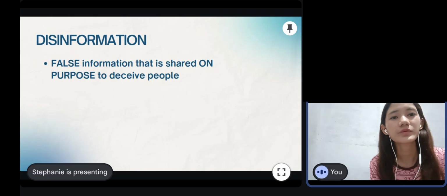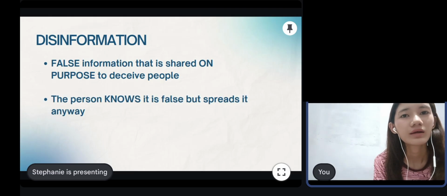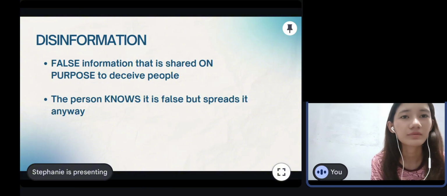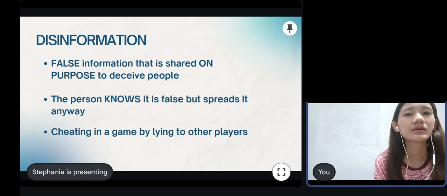The next information disorder is disinformation. It is false information that is shared on purpose to deceive people. The person knows it is false but spreads it anyway. An example is cheating in a game by lying to other players.